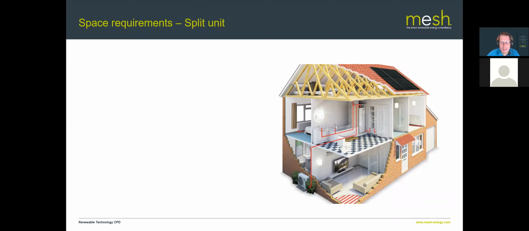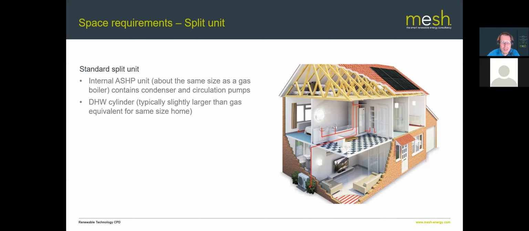So let's have a look at a split system. I'm going to use the same diagram again, just because people are sort of familiar with where things are, but we'll highlight some of the differences. So with a split system, you'd have to have an internal unit as well as an external unit, and that internal unit can be packaged in lots of different ways. But probably the most common way that it's packaged is in a sort of box that is roughly the same size as a conventional gas boiler.